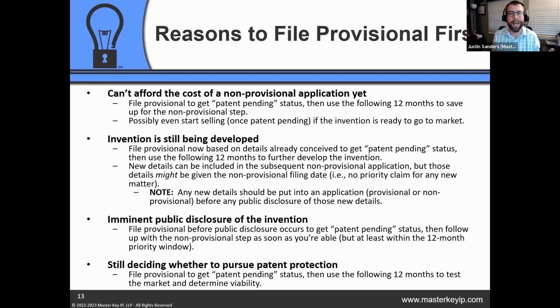Or if you're still deciding, like, you know what, I'm not sure if I even want to pursue a patent on this. I don't even know if there's going to be a market for this product. If you want to at least keep your options open, you can file a provisional so that you don't cut off those options. So you're patent pending, then you can go test the market, see if it's actually worth taking the next step of filing that full utility application. And again, it's something you can talk through with an attorney as far as which is the best option for your situation. But that's typically the questions that we ask our clients to help come to that decision.